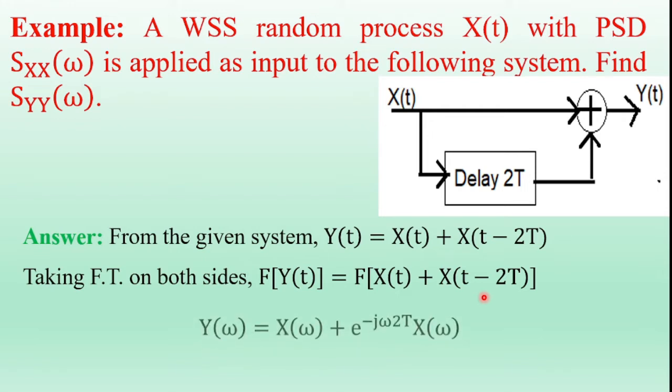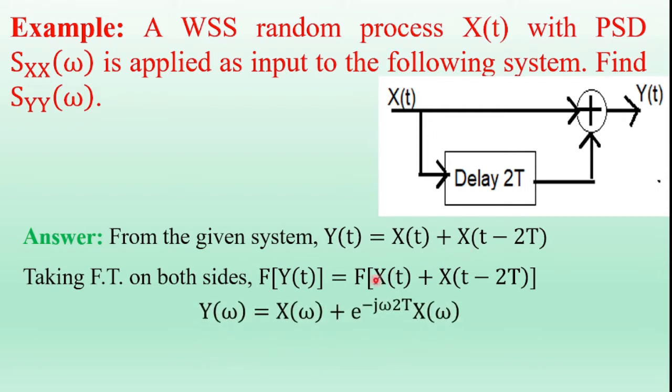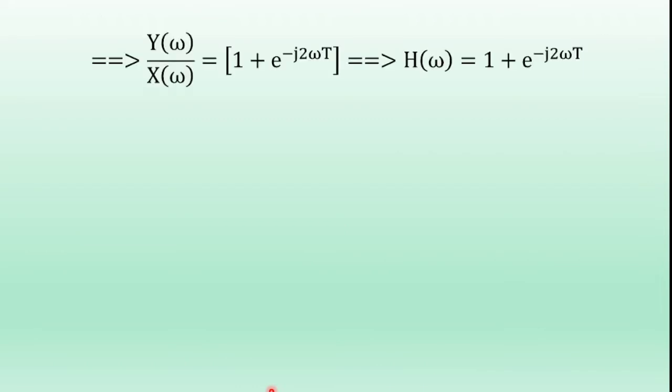The Fourier transform of y of t is y of omega. The Fourier transform of x of t is x of omega. Using the time shifting property of the Fourier transform, the Fourier transform of x of t minus 2t is e power minus j omega 2t into x of omega. On the RHS, x of omega is common, so taking it common, we get 1 plus e power minus j 2 omega t into x of omega. Moving x of omega to the LHS, we have y of omega by x of omega equals 1 plus e power minus j omega t.